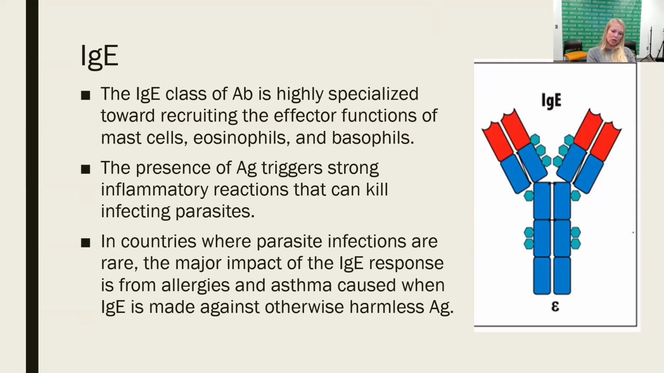IgE, this one is going to be pretty highly specialized. We see it in two different situations. When we're looking at an immune response, a response to parasites, these antibodies are going to interact with mast cells, eosinophils, and basophils because they are going to initiate the degranulation of those cells. And so we see these in parasitic infections.